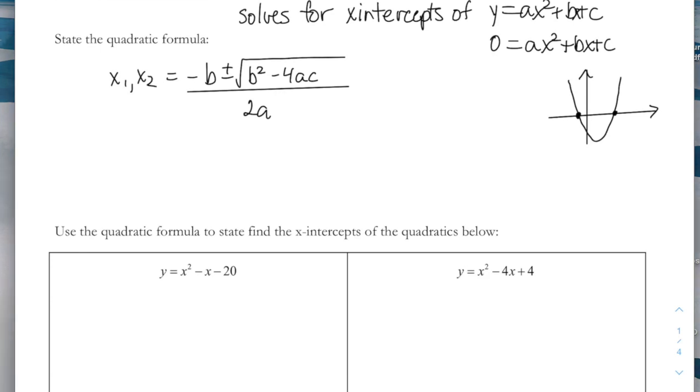And we said that x1, or one of the x values, is when we take the positive square root, and the other x value, x2, is when we take the negative square root. So we've stated the quadratic formula. As a warm-up, I'm just going to use the quadratic formula 4 times to answer the following 4 problems.